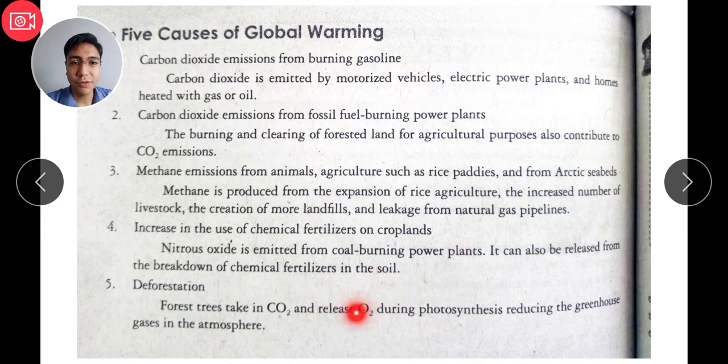So, deforestation, ayan, pwede pang nag-deforestation ka. The forest trees take carbon dioxide and release oxygen. Alam natin sa topic natin sa photosynthesis, sobrang importante ng mga halaman, ng mga puno, because they're the ones collecting carbon dioxide and releasing oxygen in the process of photosynthesis. So, forests also reduce the greenhouse gases in the atmosphere. Kaya mas maganda pag marami kang tanim na puno or halaman sa bahay mo kasi na-absorb nila yung carbon dioxide, and carbon dioxide is one of the gases responsible for the greenhouse effect.